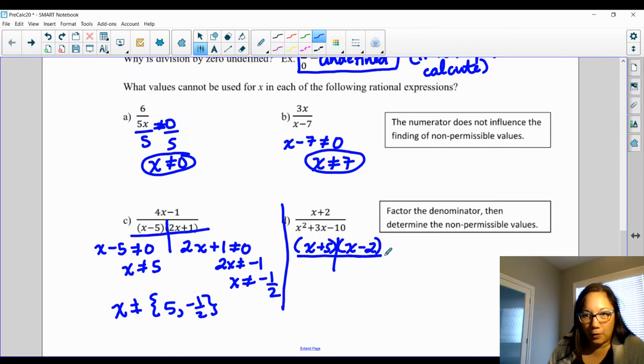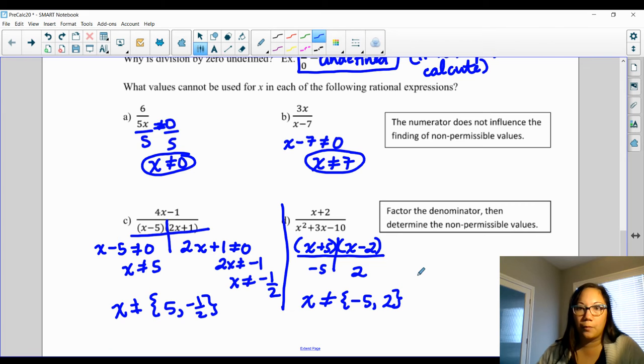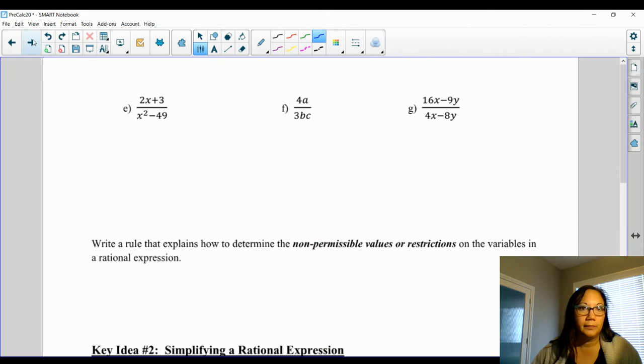Then I have to come up with my mini inequalities here. And I know that my non-permissible values are going to be negative 5 and 2. Sorry, I have a mistake in my notes, but these look right to me on the screen. Okay, so we would have x can't equal negative 5 or 2 for that expression.